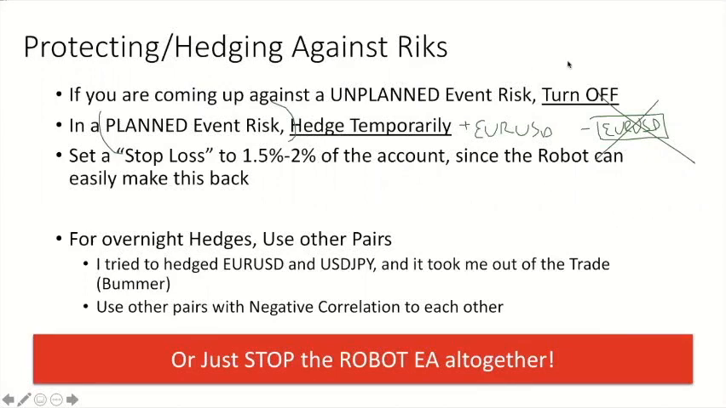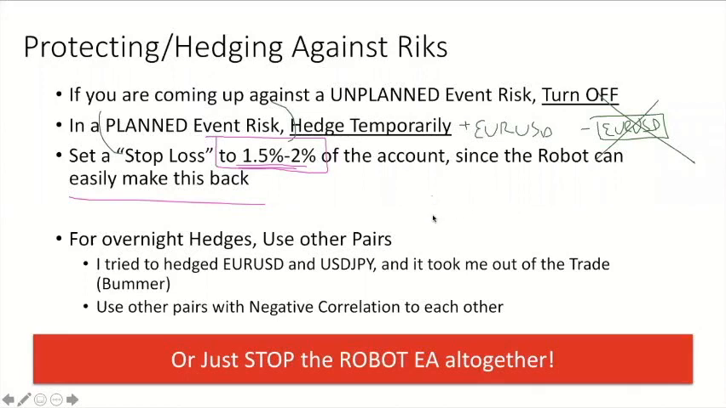So another way to do it is that Forex is very unpredictable. If I see a stop loss that's eating up like 1% to 1.5% to 2% of the account, I just turn it off. I might even take the loss because I know the robot can easily make this back.